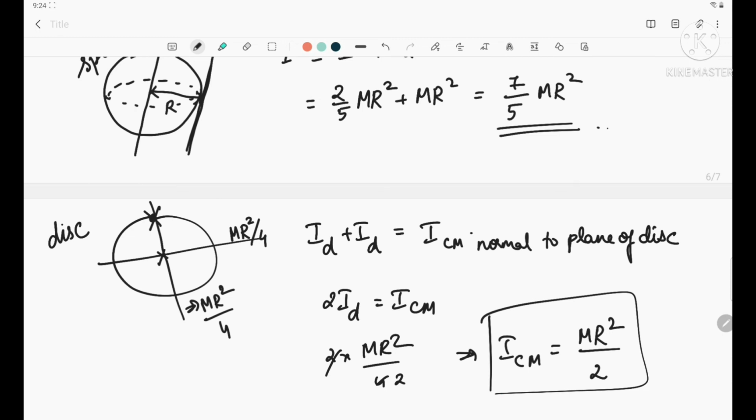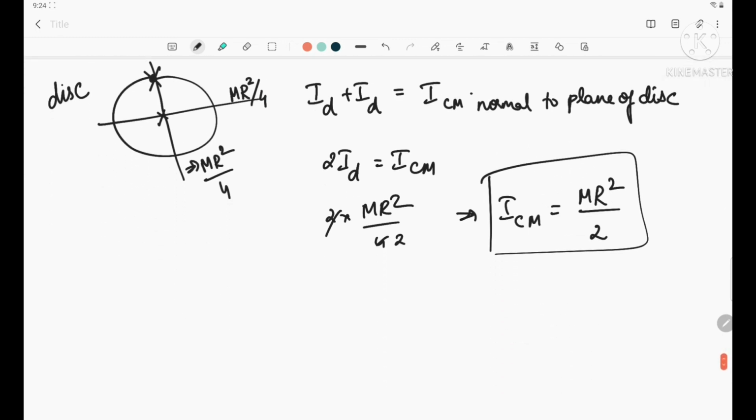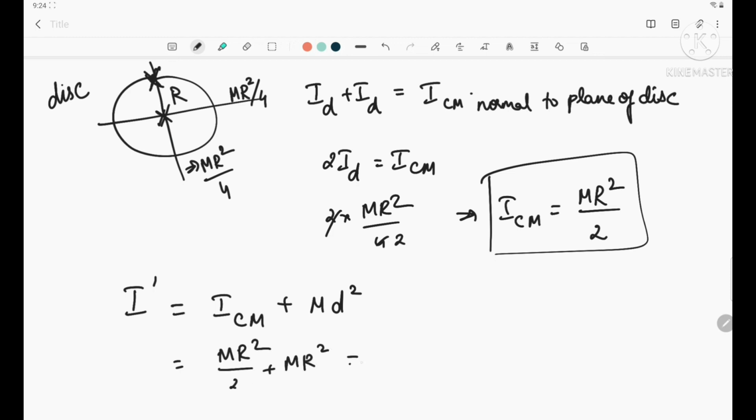Now you apply your parallel axis theorem. You want to find the moment of inertia passing through the edge. So let us say I dash is equal to I center of mass plus m d square. What is d in this case? The distance between the two axes is equal to capital R. Therefore, you have mr square by 2 plus mr square, that is equal to 3 mr square by 2. So this is the moment of inertia of the disk about an axis passing through the edge and perpendicular to the plane of the disk. That's all.